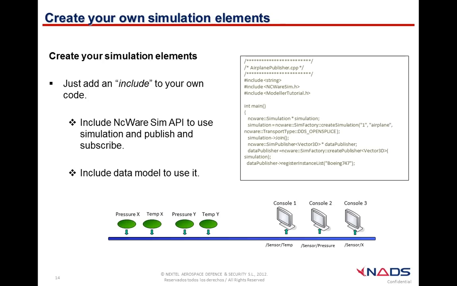You don't need to code anything. But of course, if you want to code, we provide you with a very simple API for coding. You just have to add two includes to your simulation, to your code. One is the data model you have made, and the other is the API. So with that, you can make a simulation and start sending, publishing and subscribing things. If you need another thing, for example a visual, you can add it over it.